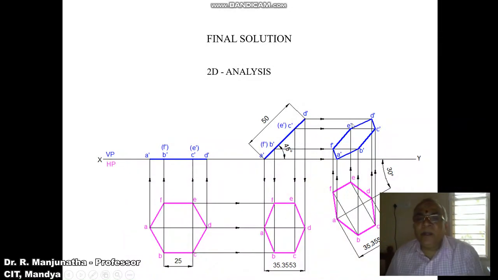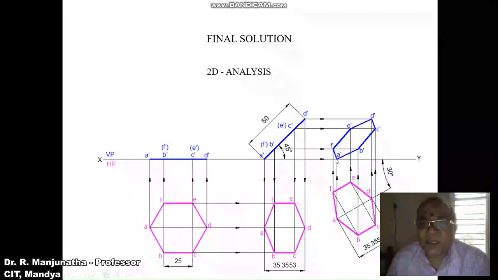Similarly, draw a horizontal projector from D dash and a vertical projector from D. Both intersect at this point, and mark this point as D dash. Then join A dash to B dash, B dash to C dash, C dash to D dash, D dash to E dash, E dash to F dash, and F dash to A dash with a dark line. So this is how you will be able to solve the problem in the sketchbook.